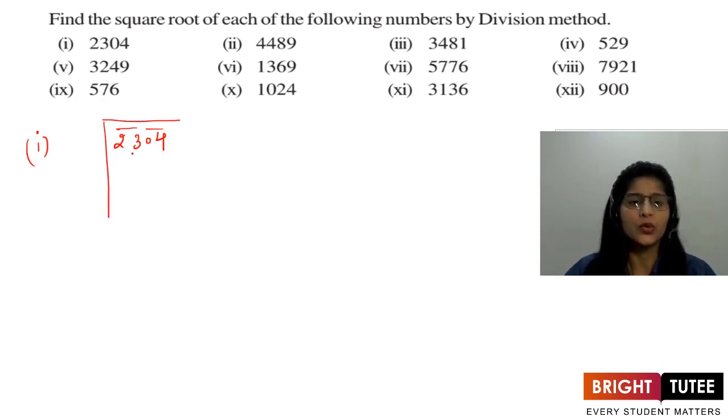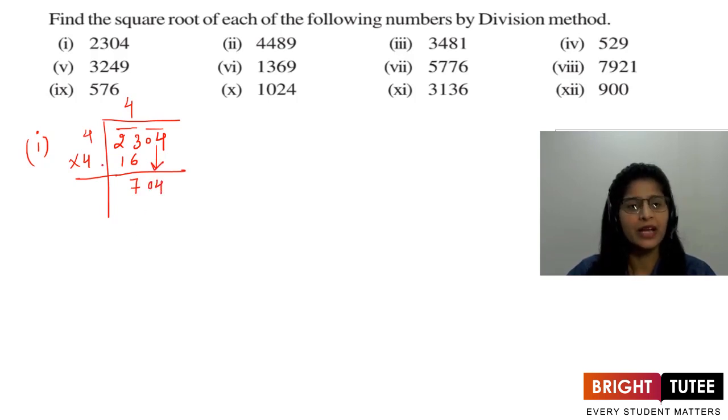Just to see, 23 is there, so the number whose square is closer to 23 or less than 23, we say that is 4, because 5 squared is 25. So 4 4s are 16. Subtract 16 from 23. How much do we get? We get 7. Then we will copy 04 here.